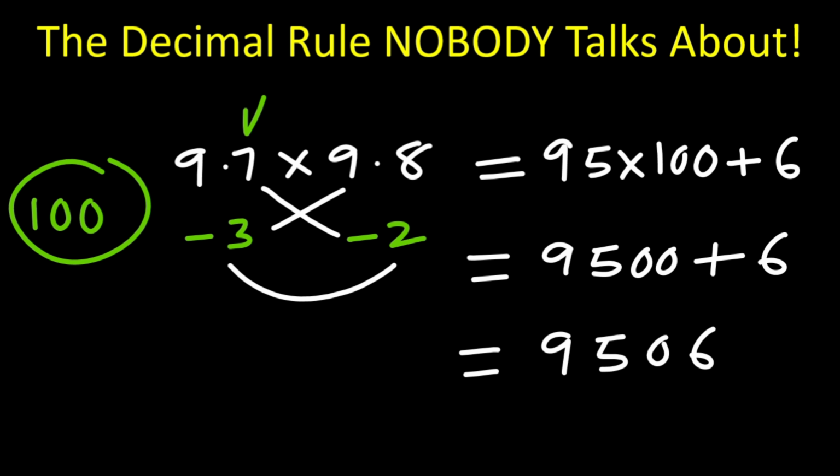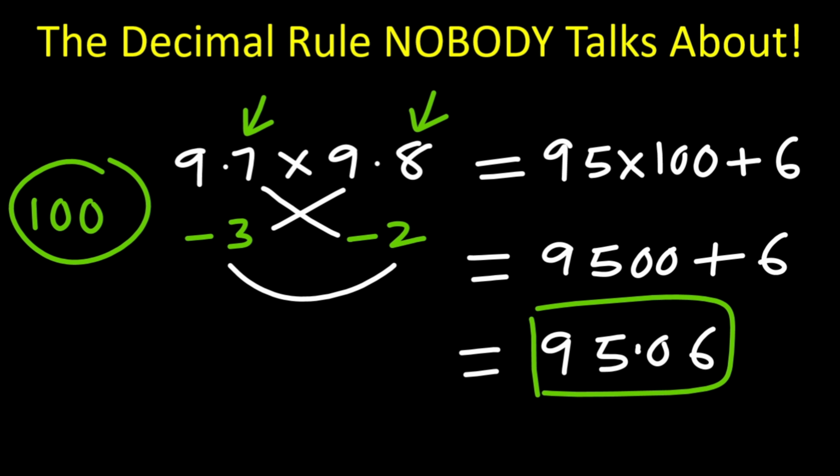After the decimal point, you have one decimal. Here also after the decimal point, we have one decimal. In total, two decimals, two numbers after decimals. So you put the decimal point here after two digits from the right. Now what is the answer to this question? So it's 95.06. The product of 9.7 and 9.8 is 95.06.